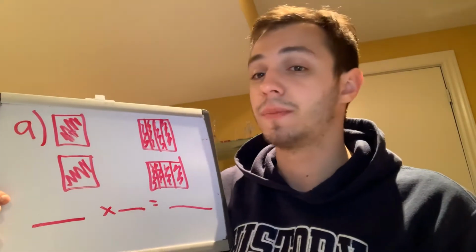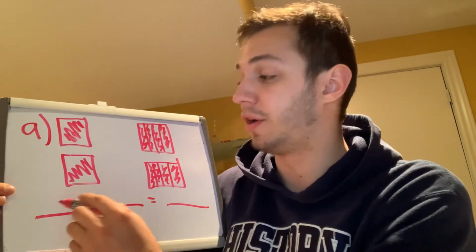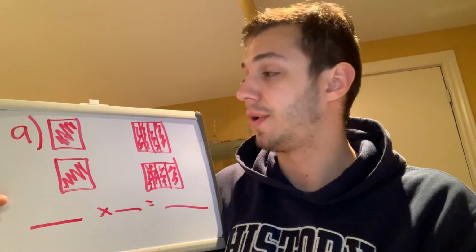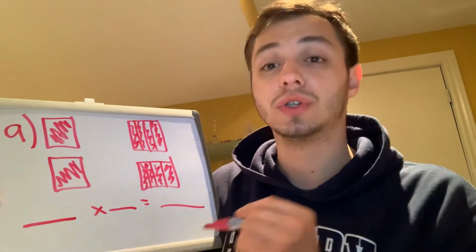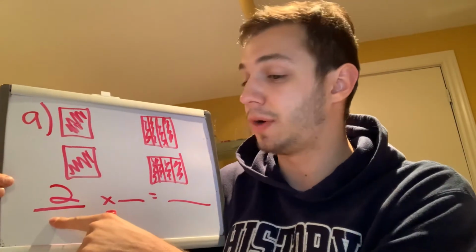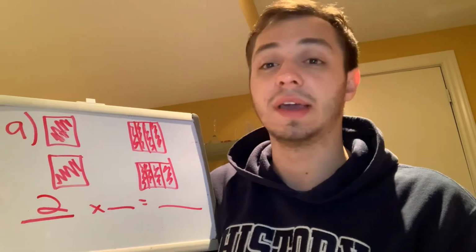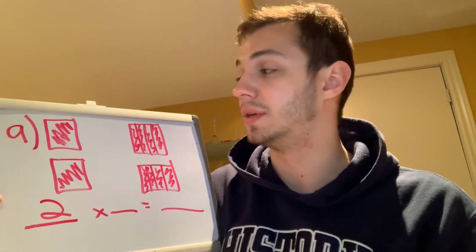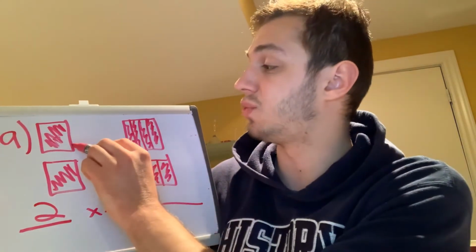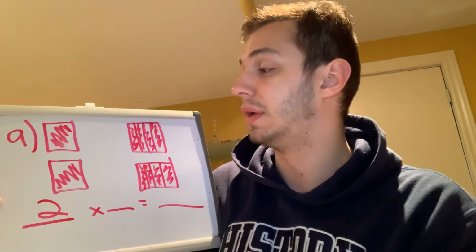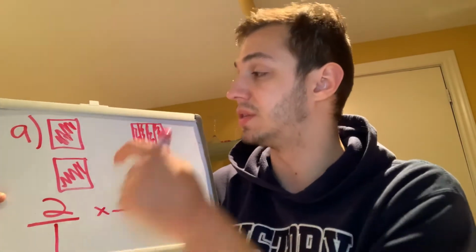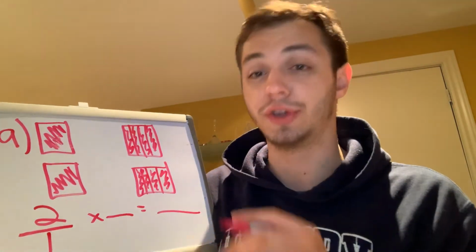Once again, our top number in our first fraction is going to be how many parts are shaded. There's 1, 2. So 2 parts are shaded, so my top number will be 2. The bottom number for my first fraction is going to be how many parts are in 1 unit. Each one of these rectangles is 1 unit. So this is 1 unit, and this is 1 unit. That means our bottom number is going to be 1, because there is only 1 rectangle per unit.